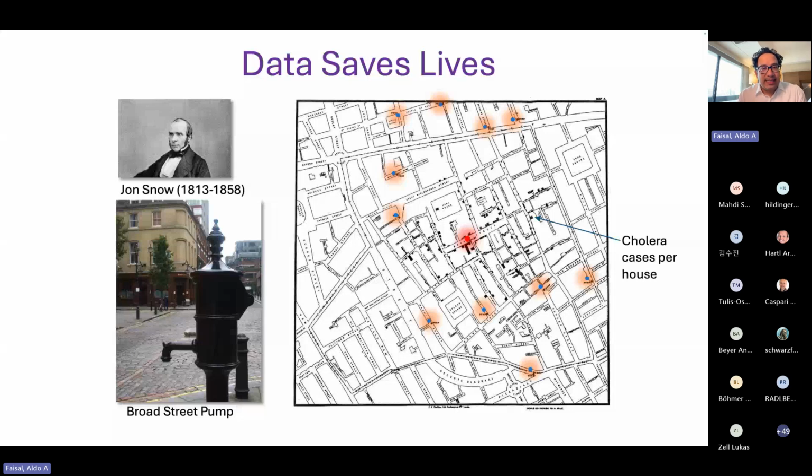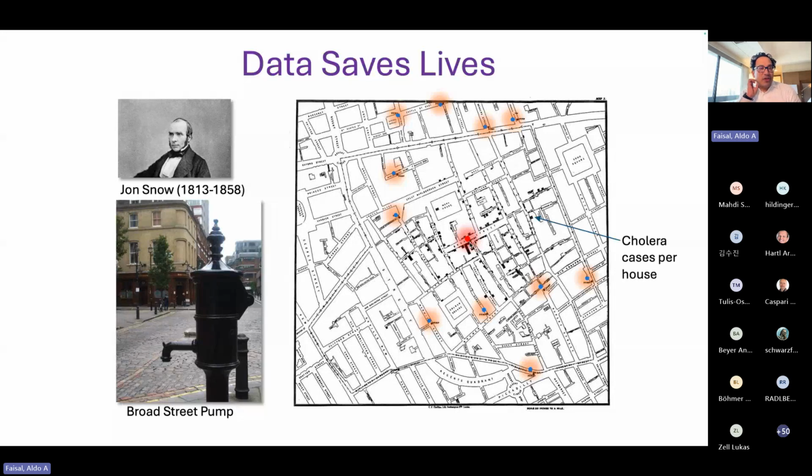And he found that basically there was a single water pump that was at the center of all cholera cases in the surroundings. And so effectively he did a first causal manipulation. He had the water pump shut down by the city authorities. And after the water pump was shut down, in fact, the cholera epidemic was stopped because the cases rapidly decreased.